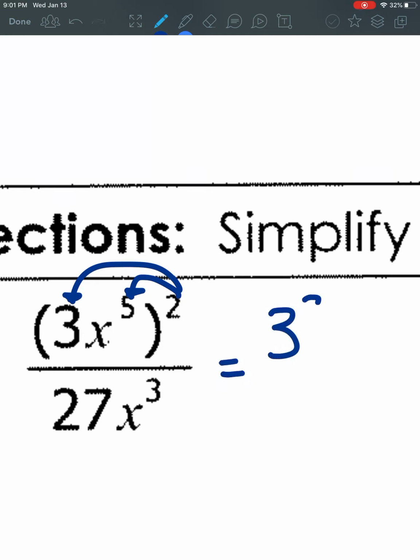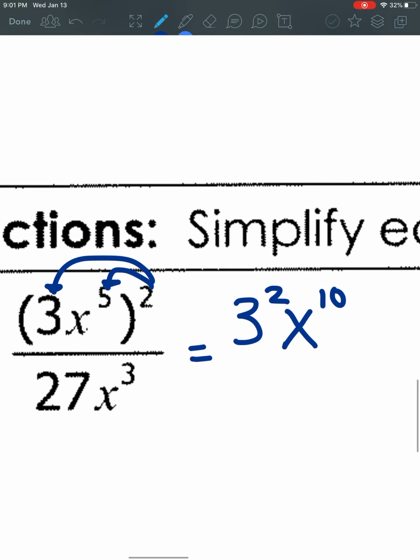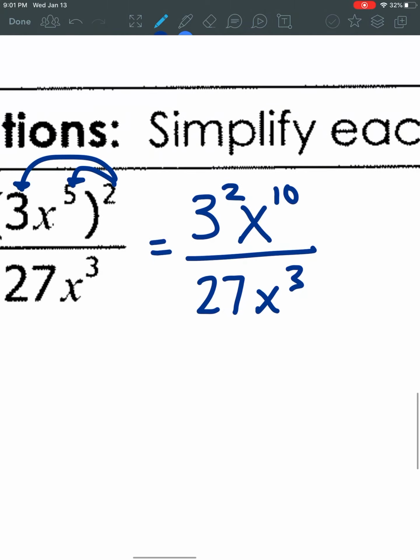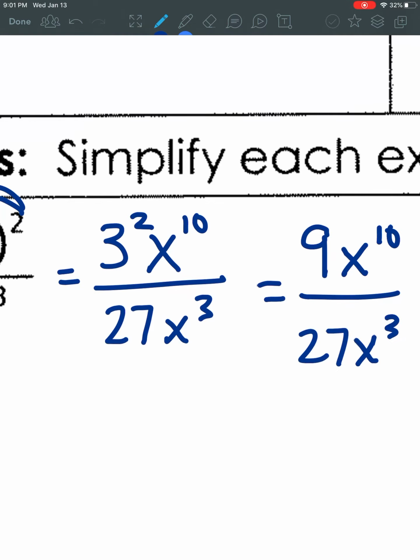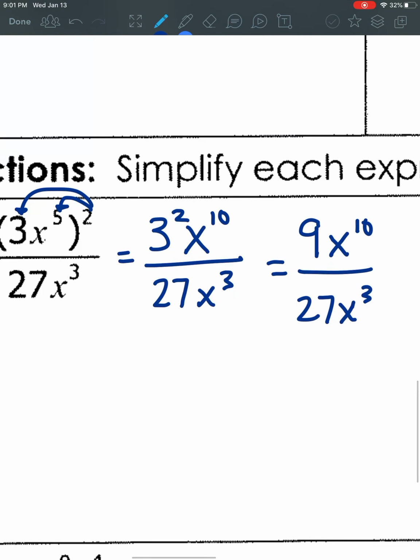So let's just do the top, because remember, exponents only go to what they touch. So we'd have 3 squared, and then remember here, it's a power to a power, so we'd multiply the 5 and the 10. And then that is still over 27x cubed. Now we would want to simplify. 3 squared on the top, let's simplify that to 9. So 9x to the 10th over 27x cubed. So again, we can simplify just like a normal fraction. 9 over 27 is 1/3. There are more x's on top, so we'd subtract those.